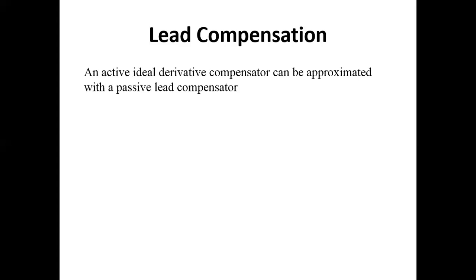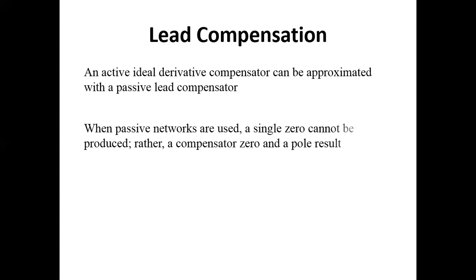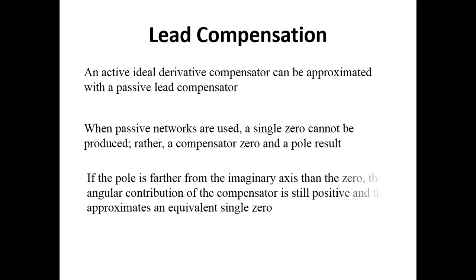Now we will discuss lead compensation. An active ideal derivative compensator can be approximated with a passive lead compensator. When passive networks are used, a single zero cannot be produced; rather, a compensator zero and a pole result. If the pole is further from the imaginary axis than the zero, the angular contribution of the compensator is still positive and thus approximates an equivalent single zero.